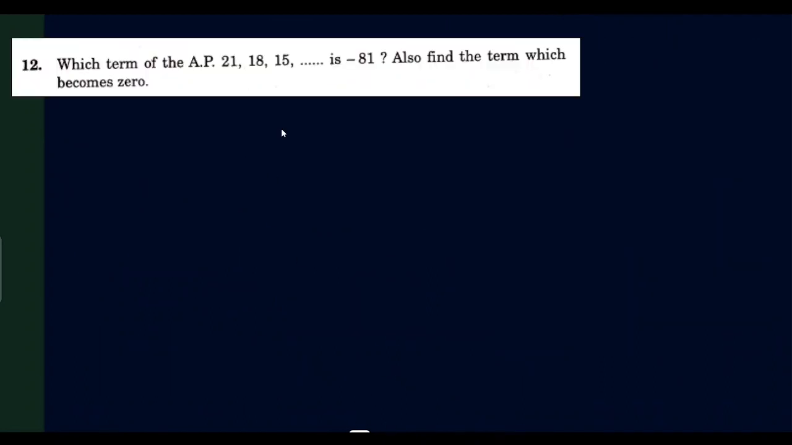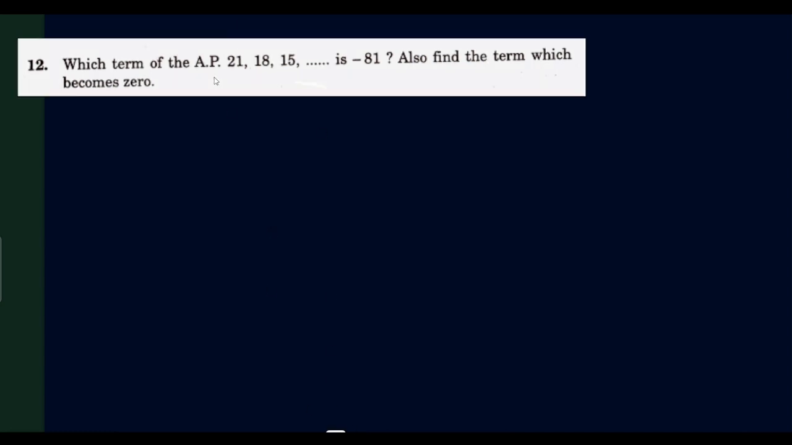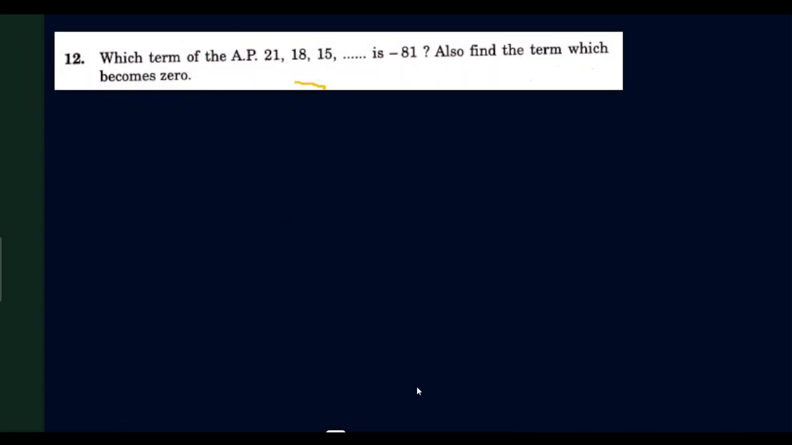Yes, here they gave us an AP, and they are asking us to find the term which is 0. Simply, what is the first term here? A is equal to 21, and what is D? 18 minus 21, right? So here we can consider that it is decreasing, so that's why we get D as negative. So 18 minus 21 is nothing but minus 3, right?